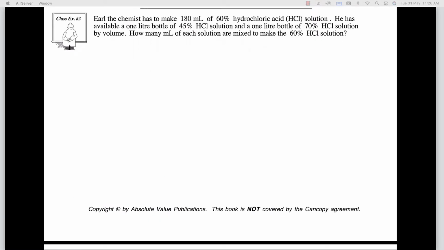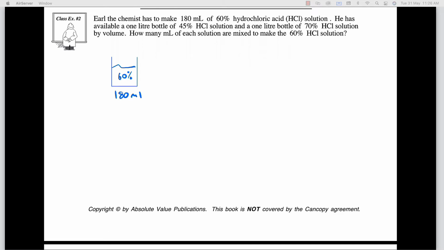Okay, we have another mixture question here. Earl, the chemist, has made 180 milliliters of a hydrochloric acid mixture solution. So we basically have this solution, and inside here there is 180 milliliters, and it has a 60% dilution right there. And how did this Earl guy make this?